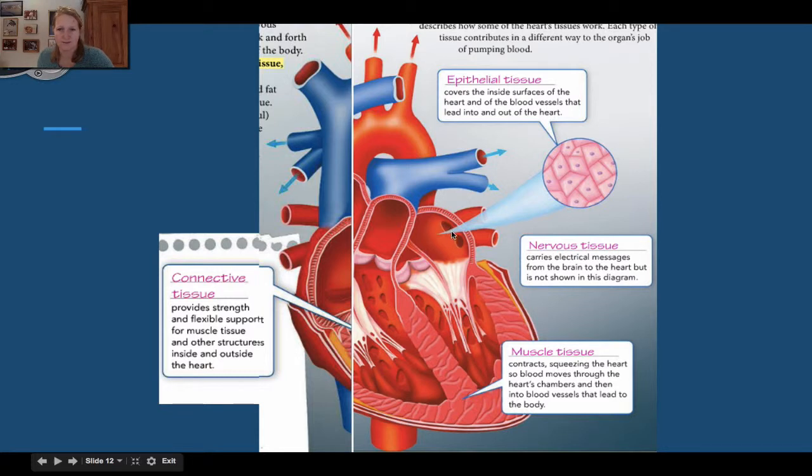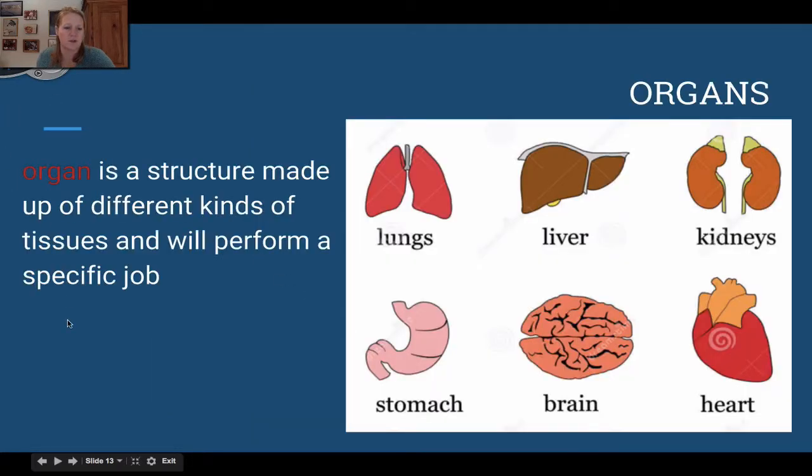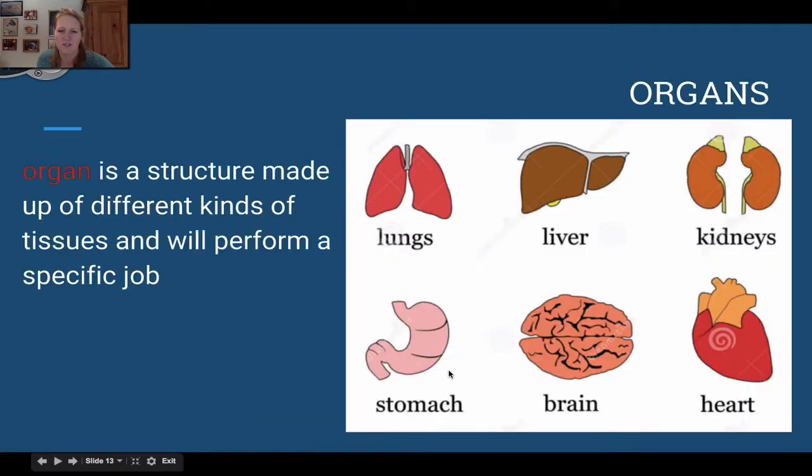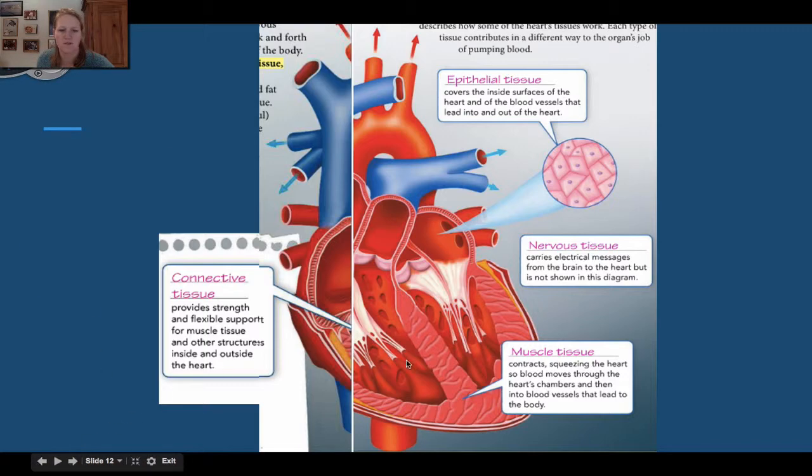Then you have connective tissue here, providing strength. That connective tissue right there just keeps it all together. You have the muscle tissue again, which contracts, and that's what squeezes the heart together, so the blood moves in and out.